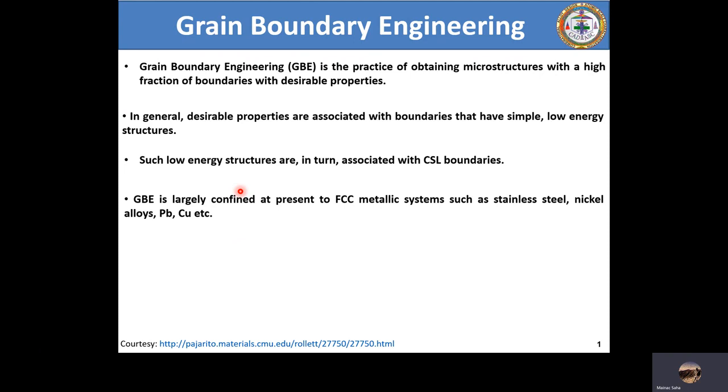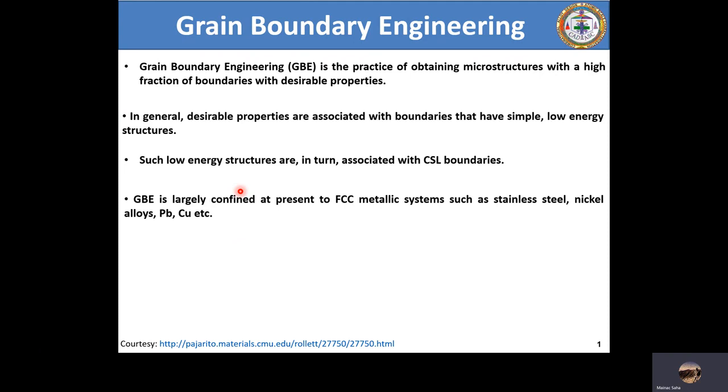Now, similarly, this is again the logic which can be used to say why, in the case of BCC metallic systems, grain boundary engineering is very hard to employ. I mean, of course, we cannot say that about any BCC material. For example, if you look at alpha iron, which has a BCC structure, we have a number of CSL boundaries, right? Of course, that has been reported in a number of literatures.